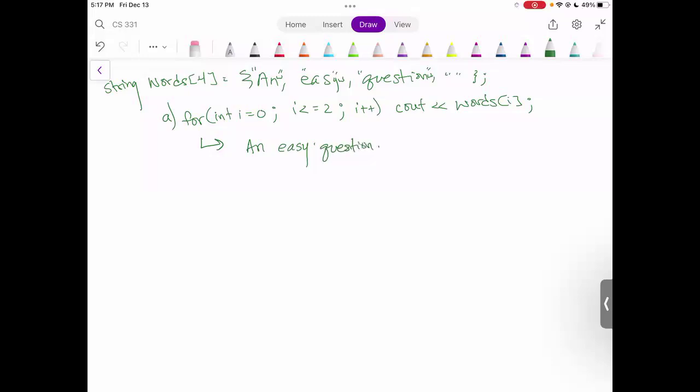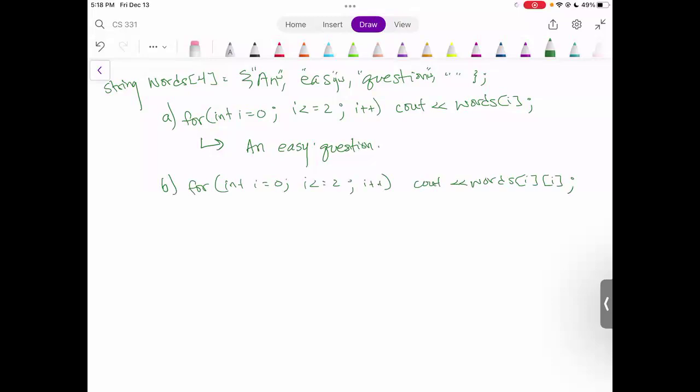Okay, an easy question. Now the second one, for B, we use a for loop as well. The only difference is we print out words sub I. Now remember, strings are arrays of characters. That's all they are.